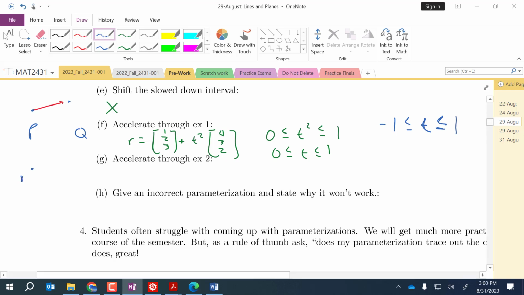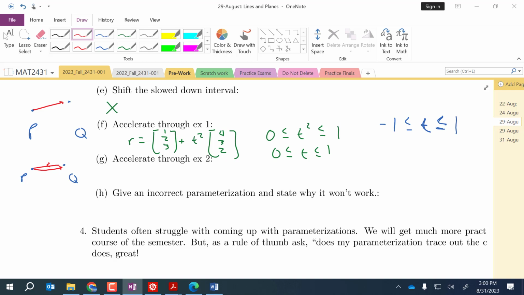Using these values, negative 1 to 1, we would actually start here and then go out. We would trace it, we'd start at q, tracing backwards, and then return. Okay? Typically when you give a parameterization, you don't retrace your steps. And so that wouldn't be a good use of a parameterization. It can cause all sorts of confusion in other problems we do down the road.